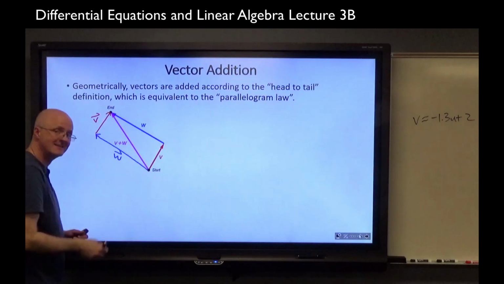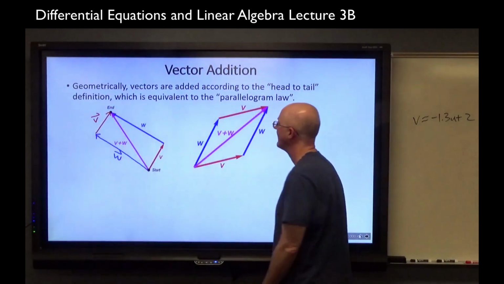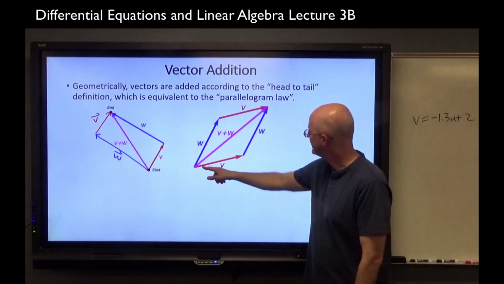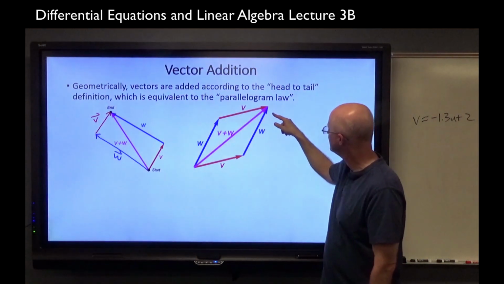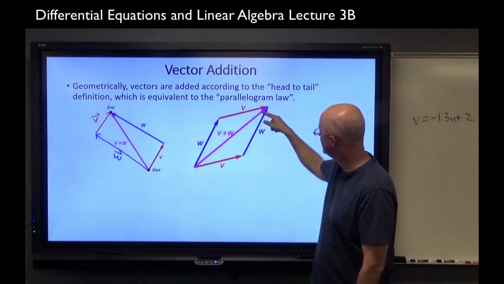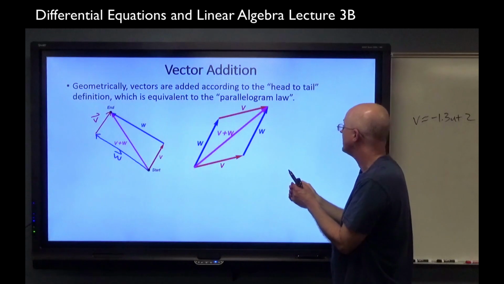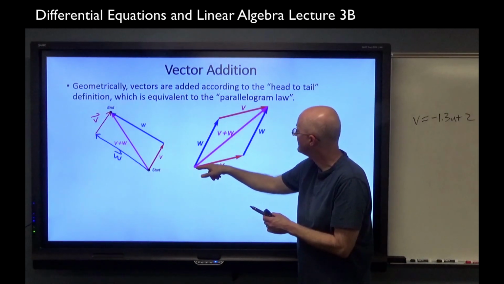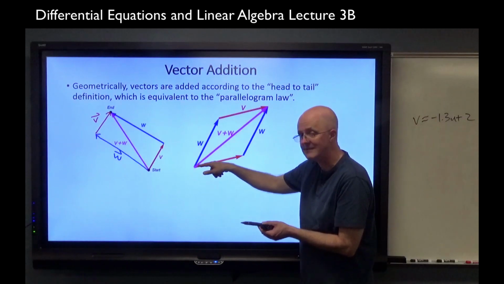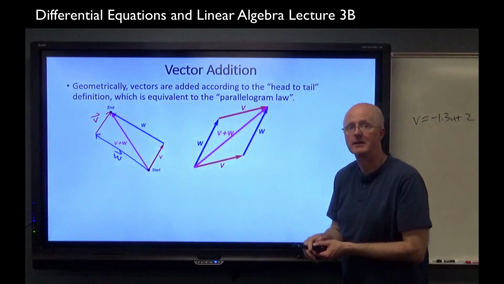And that is the essence of the parallelogram law, which I'm going to show you in another picture here. Head to tail, V plus W gives you this pink vector, but also W plus V gives you the same pink vector. Or you can think of the entire picture as a parallelogram, and the sum, V plus W, which is the same as W plus V, it's commutative, starts here and ends at the opposite side of the parallelogram.